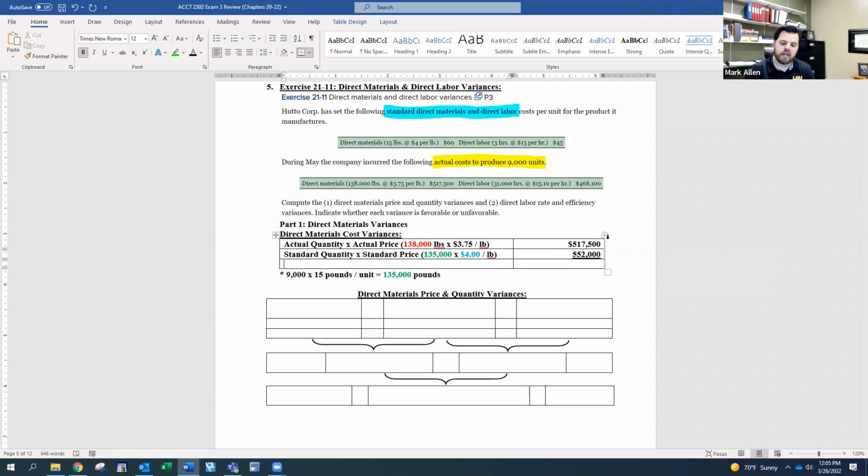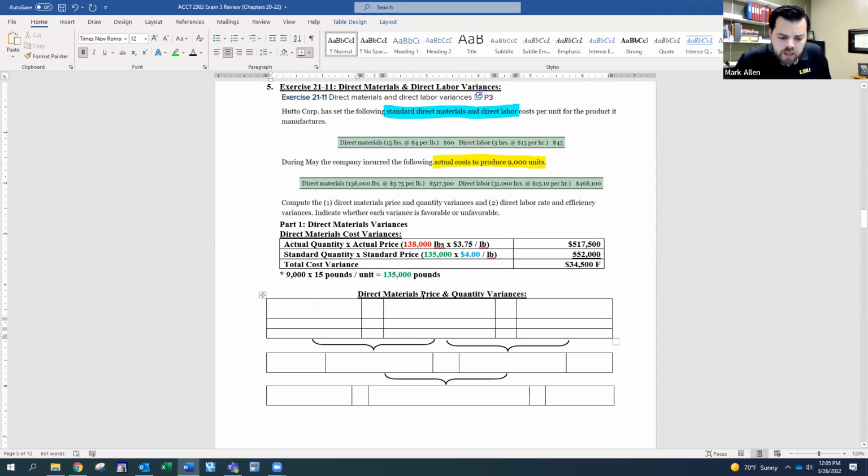And so what we end up getting here is our total cost variance. And this comes out to be $34,500. And now we just have to interpret that as favorable or unfavorable. Actual 517, budget 552. We spent less than we expected. That's favorable. All right. Next, we've got our direct materials price and quantity variances.